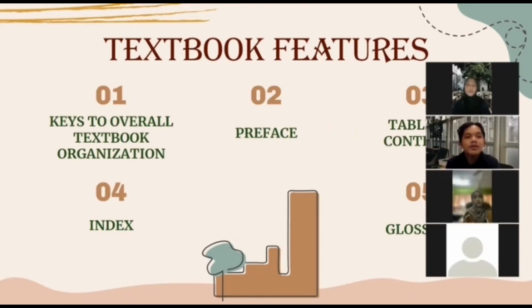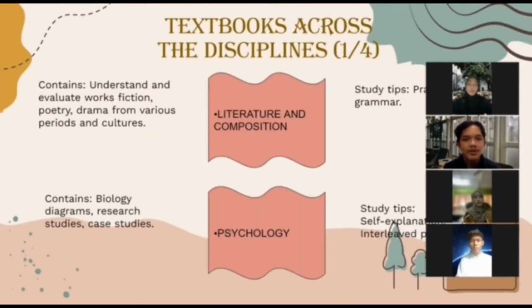Textbook features. Number 1, keys to overall textbook organization. Number 2, preface. Number 3, table of contents. Number 4, index. And number 5, glossary. Textbook across the disciplines: literature and composition. Contents: understand and evaluate fiction, poetry, and drama from various periods and cultures. Study tips: practice grammar, and you can get a lot of new vocabulary.